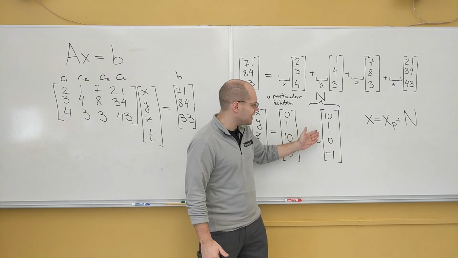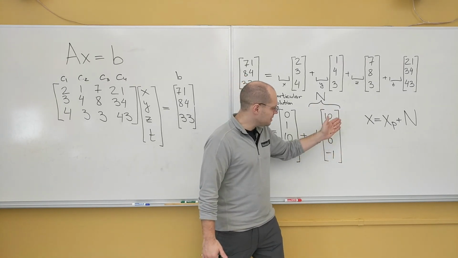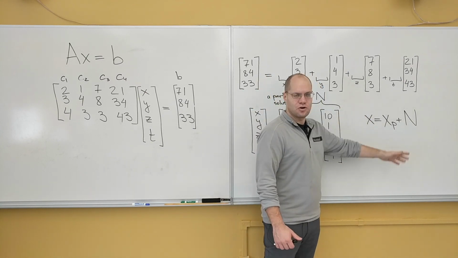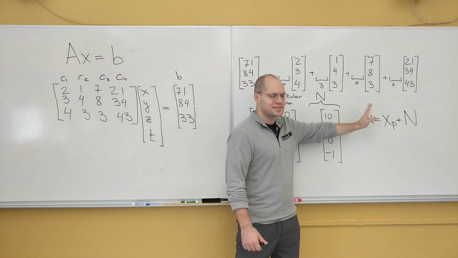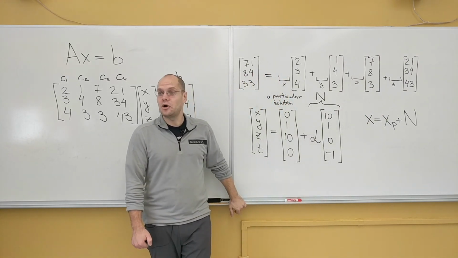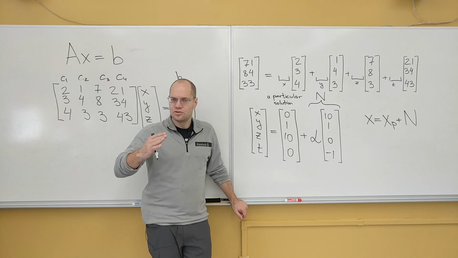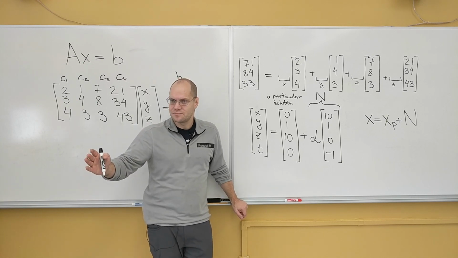Because sometimes it's plus alpha times this, plus beta times another vector, potentially plus gamma times another vector, and so forth. There were some examples where there were 7 of these. So how do I know how many there are? Very important question. Took a long time to discuss.